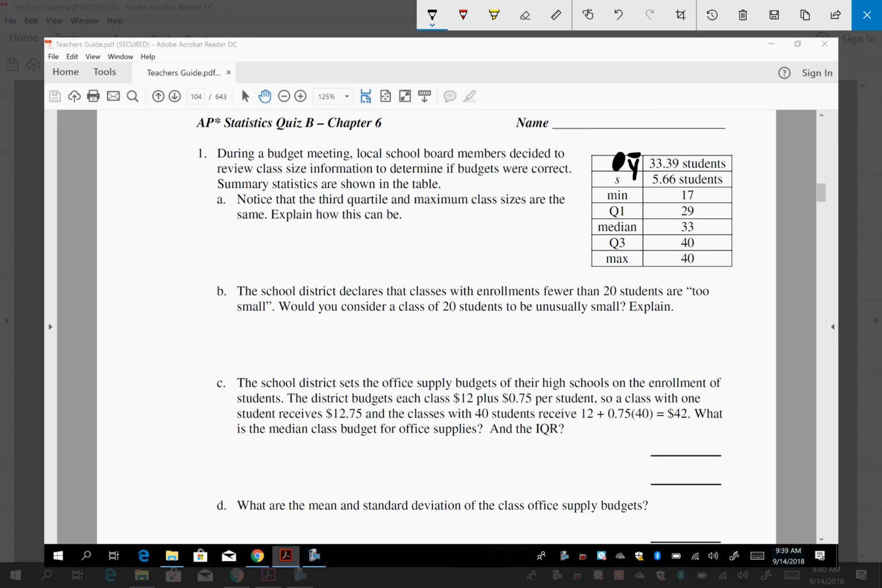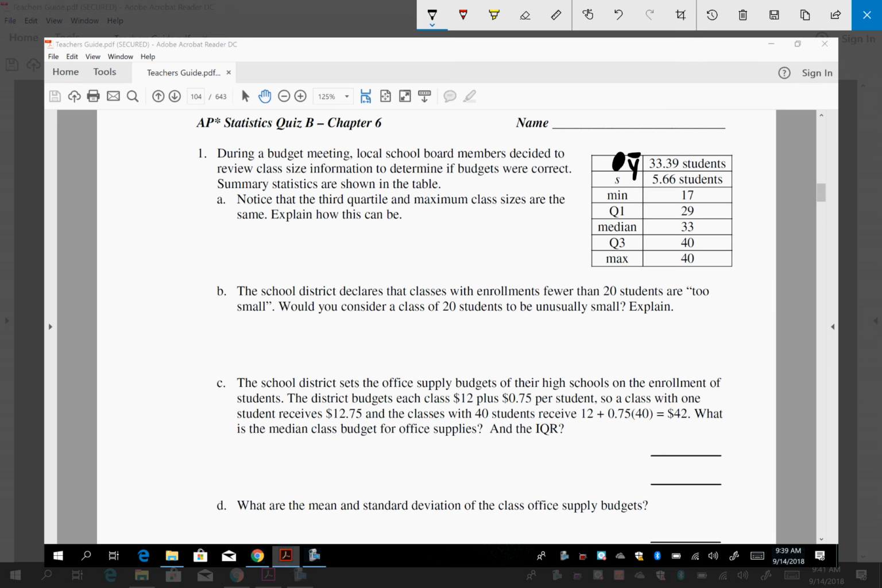Yes, Pablo. Do they have to be outliers? They could be, right? And we could determine if they're outliers. Absolutely. But I think what most students think is that the quartiles and the maximums and the minimums, there's always just one of them. But this just means that there are how many classes that have class size of 40 students? More than one. There could be 40. But there are so many classes that have 40 students that it is your third quartile and it's your maximum. Okay?